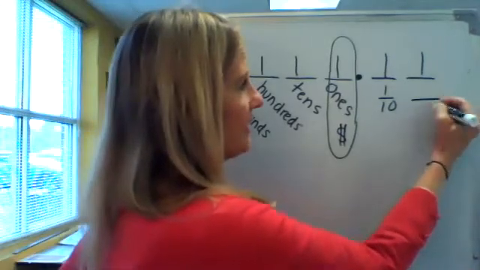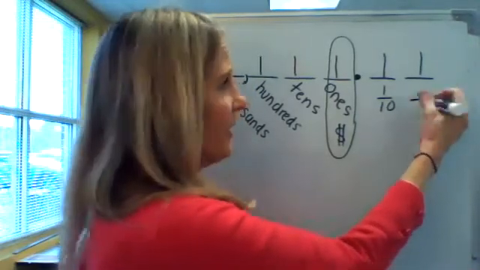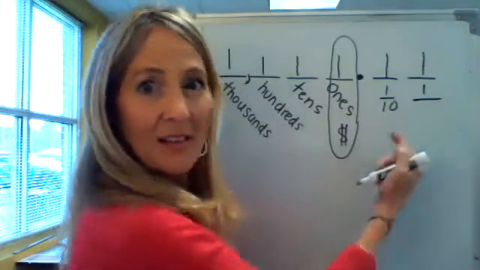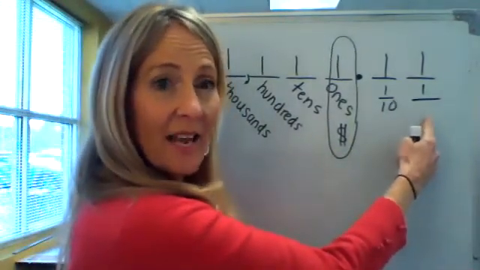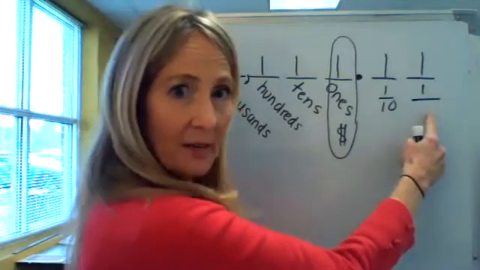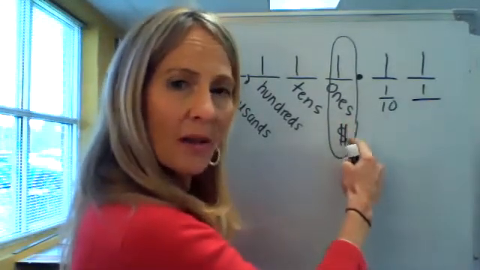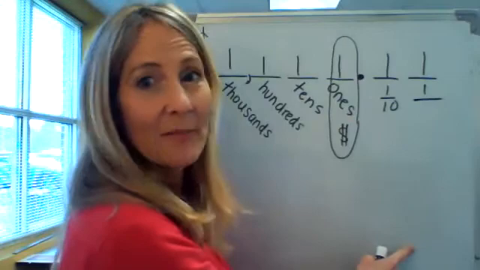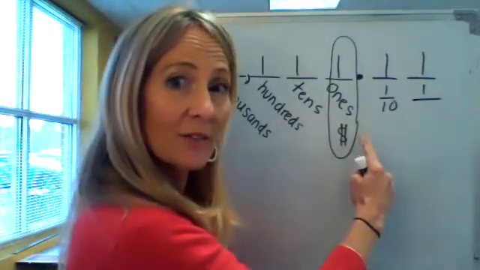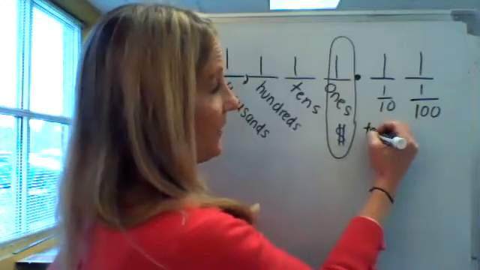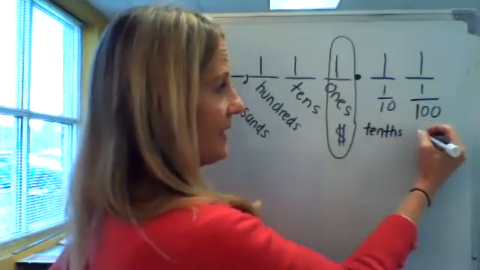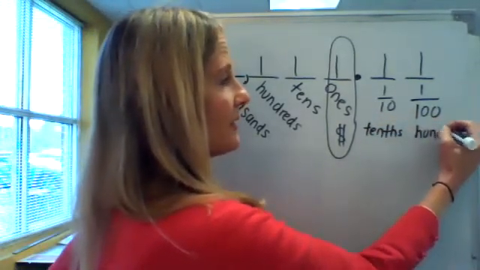How do I know what to put in the denominator? One what? Same as always, I ask, how many of this does it take to make a whole? How many of this unit would it take to make a whole? How many pennies would it take to make one whole dollar? 100. So this place value is called the tenths place, and this is called the hundredths place.